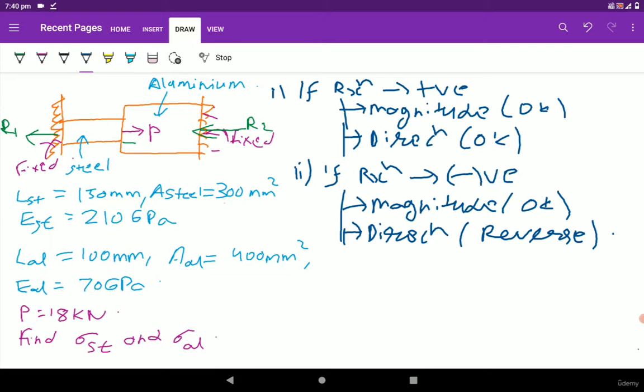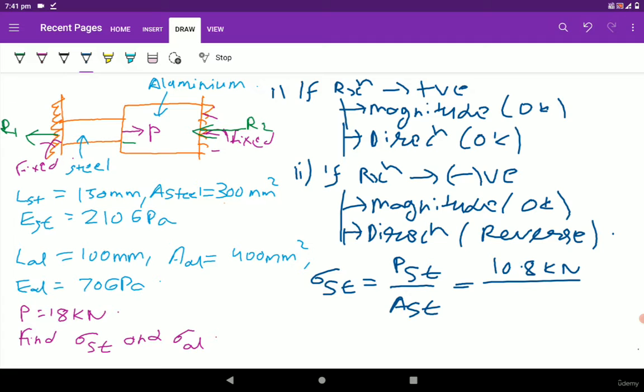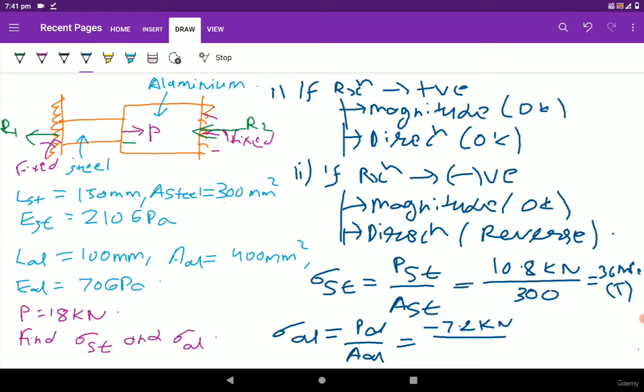So let's calculate the value of sigma steel. Sigma steel is equal to the load of steel divided by the area of steel. The value of P steel is 10.8 kilonewton divided by the area of steel, that is 300. So we get 36 megapascal, which is tensile. Similarly, stress in the aluminum component will be P aluminum upon A aluminum, which is minus 7.2 kilonewton divided by 400, which equals minus 18 megapascal, which is compressive in nature.